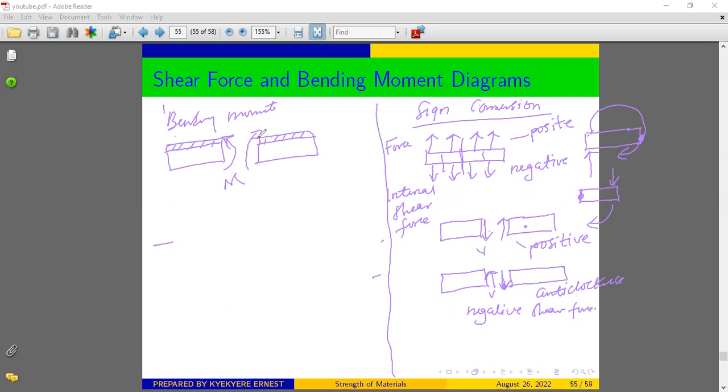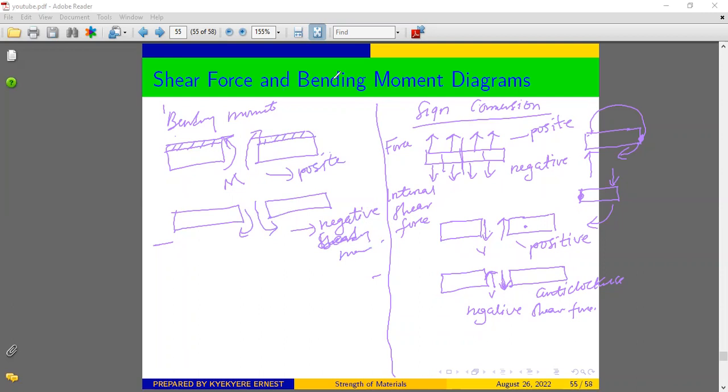The opposite is also true. When you have a bending moment which is rather compressing the bottom fibers like this, then it is going to be a negative bending moment. Good. So we are going to apply these sign conventions in our analysis.